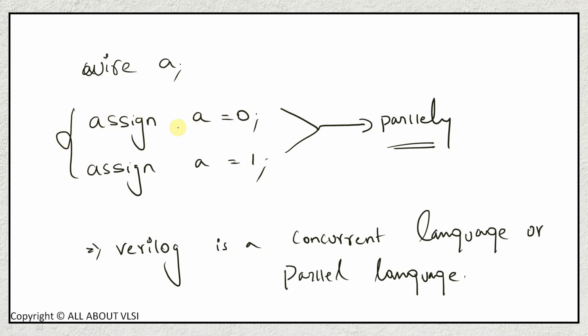So the value of a will be neither 0 nor 1. That is, a will be equal to unknown. When you have declared your variable with wire data type and you are driving multiple values at the same time into the same variable, then the output is unknown, basically don't care. So this is what is going to happen.